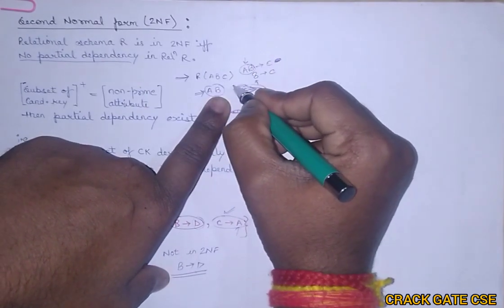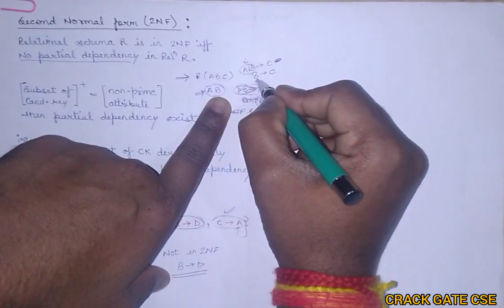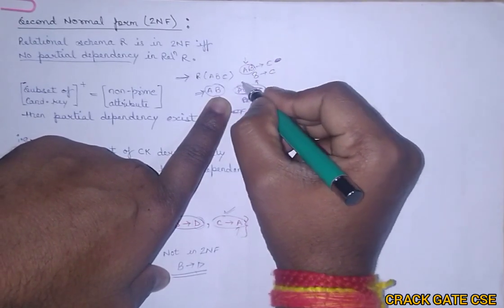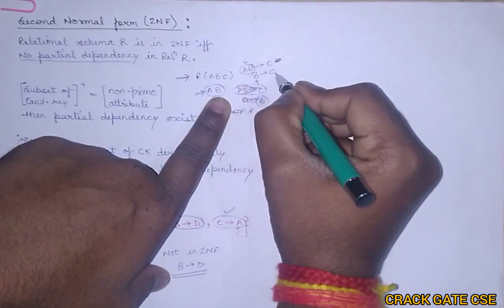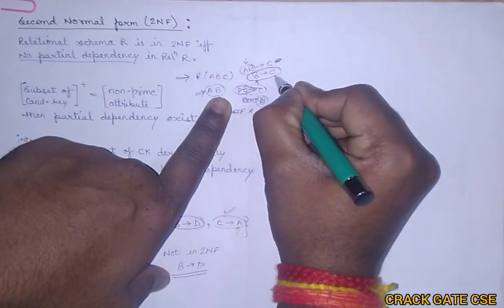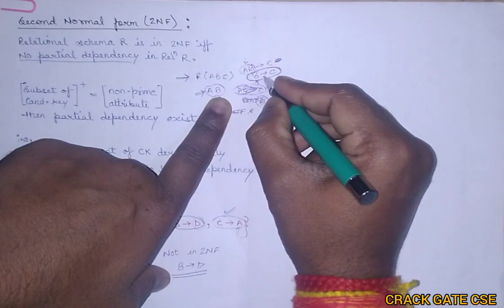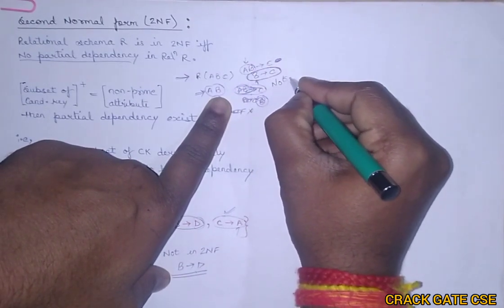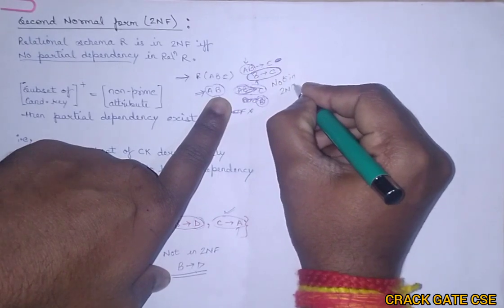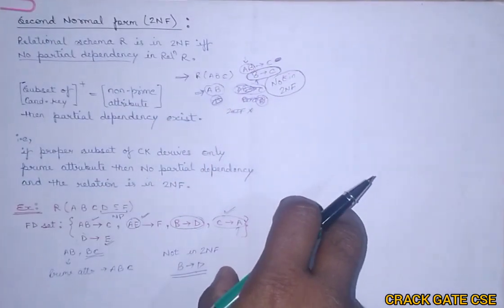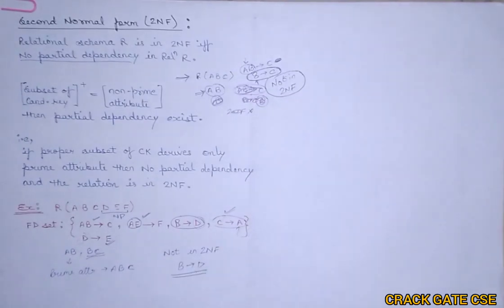B is a proper subset of AB and it is deriving a non-prime attribute because C is not a part of the candidate key. That means it is a non-prime attribute. So because of this particular functional dependency, this complete relation is not in 2NF. So this way we can find out whether the relation is in 2NF or not. So let's try to understand this with help of one more example.